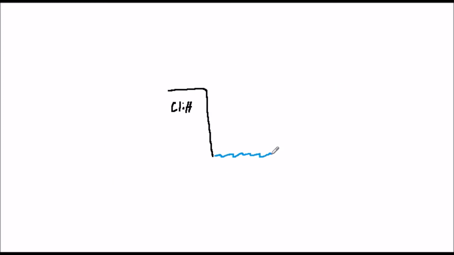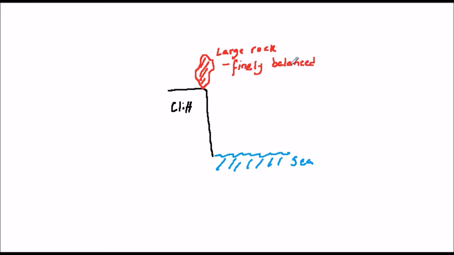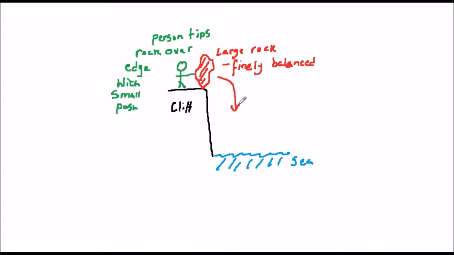If perhaps you have difficulty seeing how a small change in something can produce a large change in something else, nature does this all the time. Just consider how a small push of a large, finely balanced rock at the edge of a cliff can cause a large change, that is, it crashing to the ground.